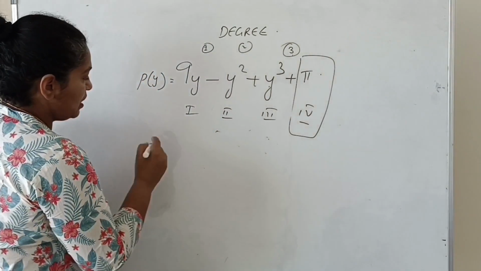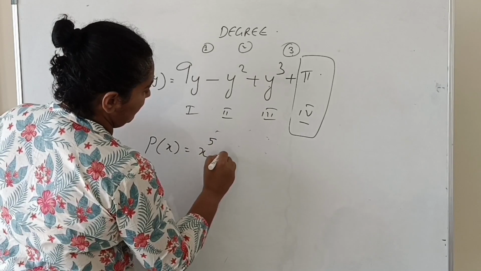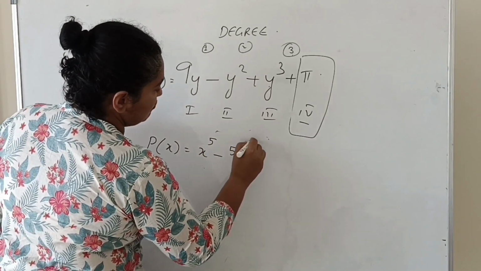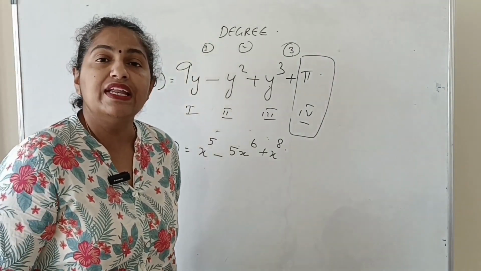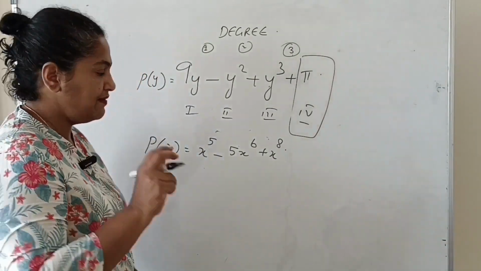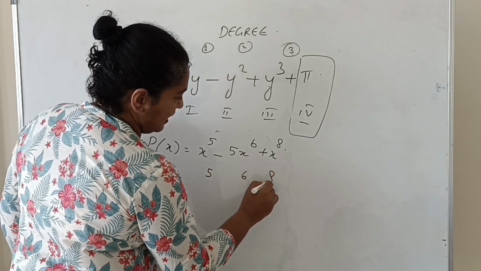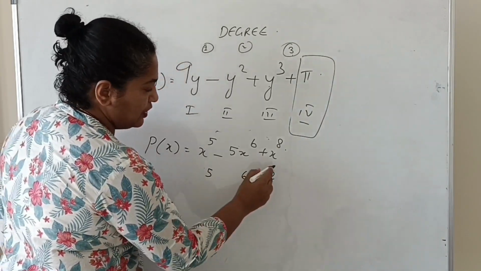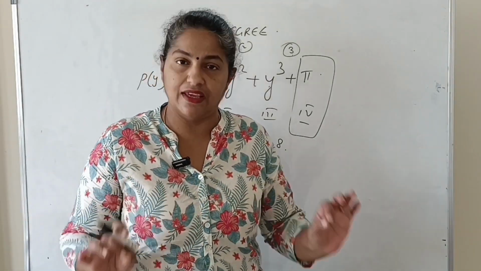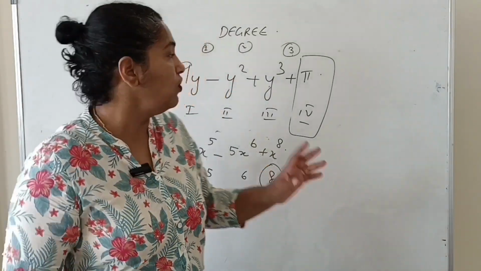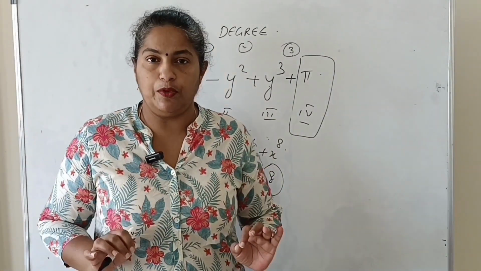Agreed? Now, suppose I have got another polynomial p of x is equal to x raised to 5 minus 5x raised to 6 plus x raised to 8. What is the degree of the polynomial? You can see that the variables are raised to powers of 5, 6 and 8. So, which is the largest value? 8. So, the degree of the polynomial is 8. Right? So, I hope you are clear with the concept of the degree of a polynomial.